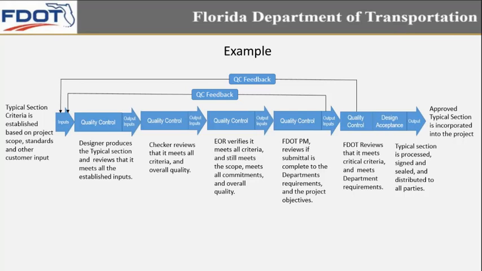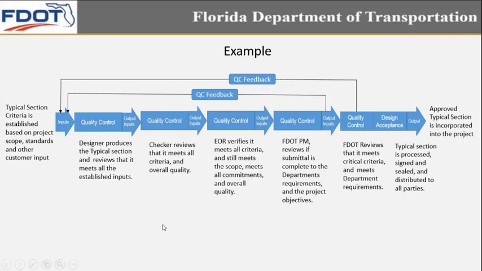And if it passes that, obviously there's often an FDOT review, an internal technical review, that reviews it meets critical criteria and meets department requirements. And if it passes through that, you get to the acceptance of that typical section, which is essentially: the typical section is processed, signed and sealed, and distributed to all parties. And if you can make it to the output, you now have an approved typical section incorporated into the project.